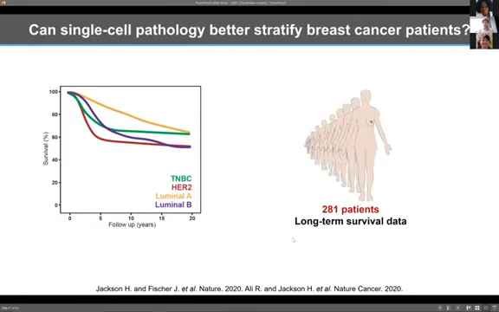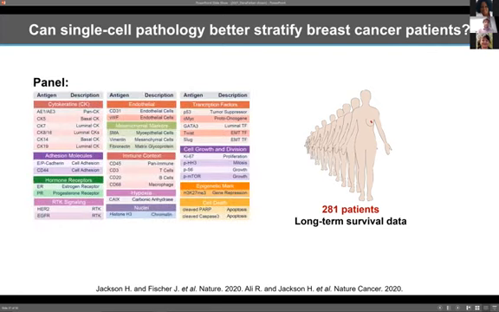And the data that we especially had here was the long-term survival data. And I showed you initially these Kaplan-Meier curves. And our question here really was, can we perhaps better, more finely grained, stratify the breast cancer patients?